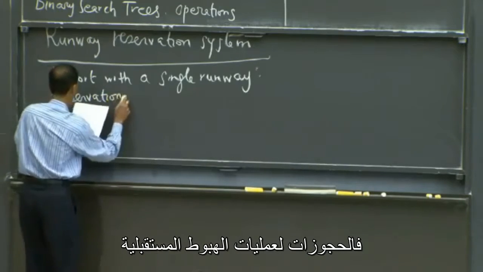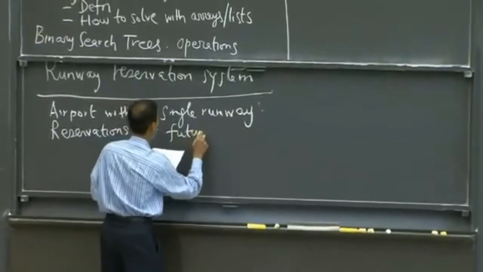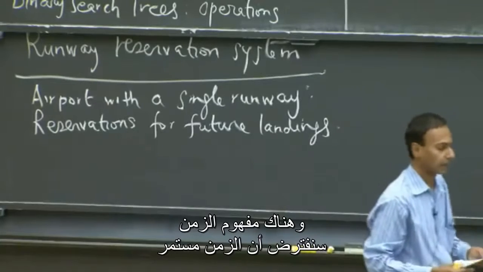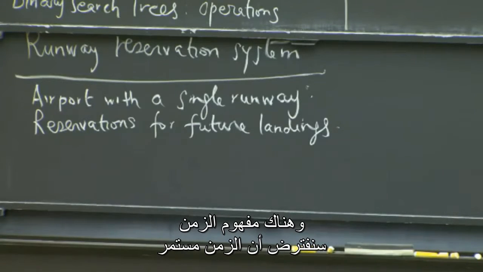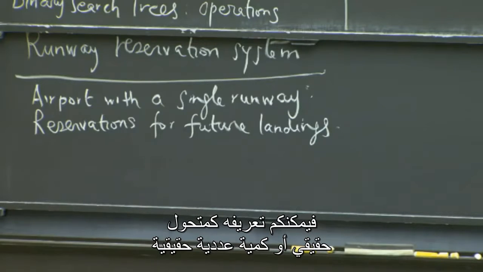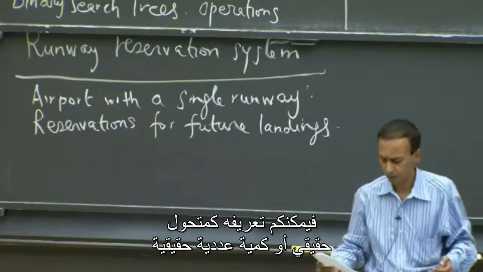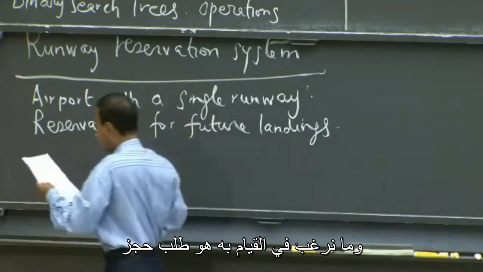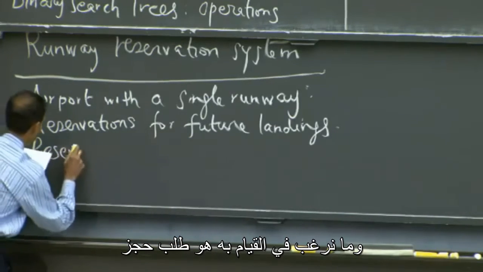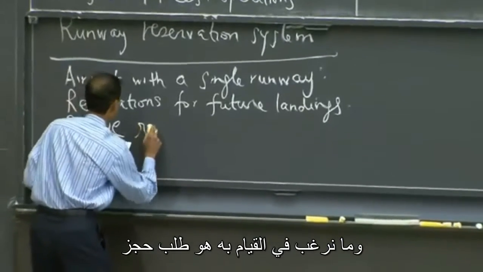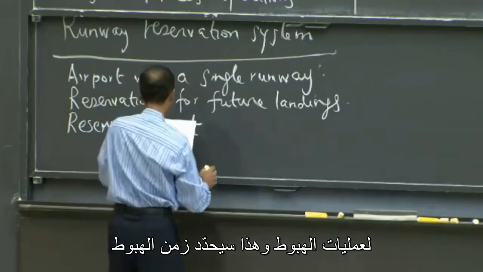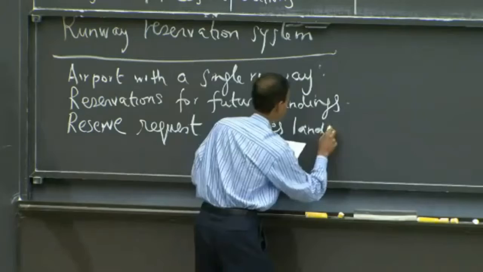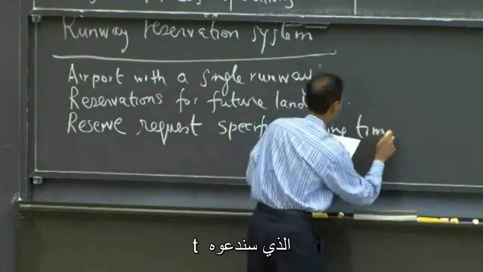So reservations for future landings is really what this system is built for. There's a notion of time. We'll assume that time is continuous, so it can be represented by a real variable, a real quantity. And what we'd like to do is reserve requests for landings, and these are going to specify a landing time. Each of them is going to specify a landing time. We call it T.